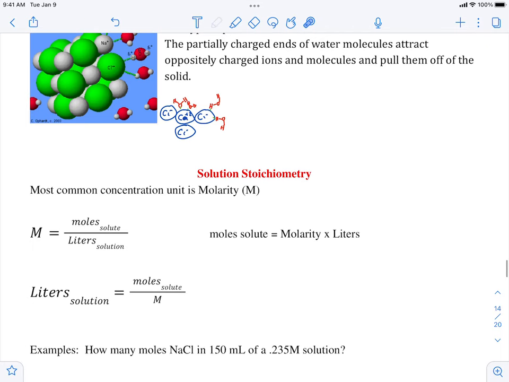Let's talk about solution stoichiometry, because this is the stoichiometry unit after all. The primary method of calculating concentration is going to be what we call molarity. Molarity is defined as the ratio of the moles of the solute to the volume of the total solution in liters. This is unit specific, so the volume unit must always be liters when you're calculating molarity, okay?